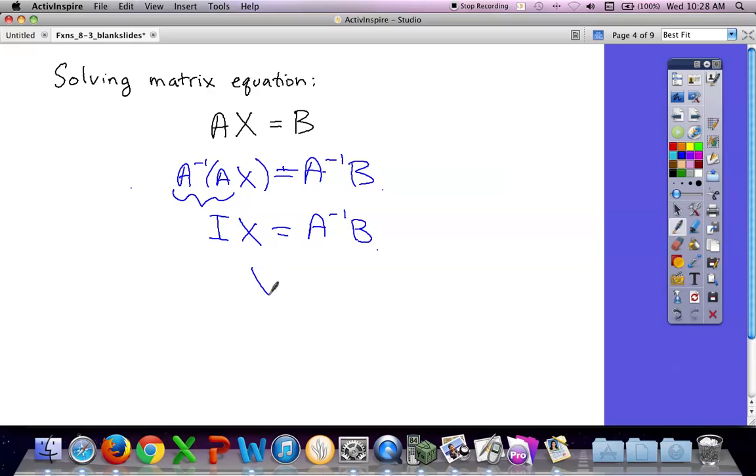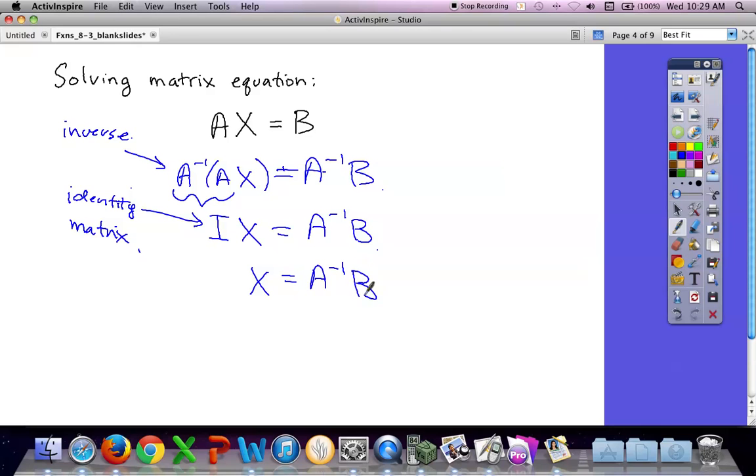Right? So this is the inverse. This is the identity matrix. So when we get an equation like this, AX equals B, the way we're going to solve it is we'll put in the A matrix and we'll put in the B matrix, and then on the main screen we will do A to the minus 1 B.